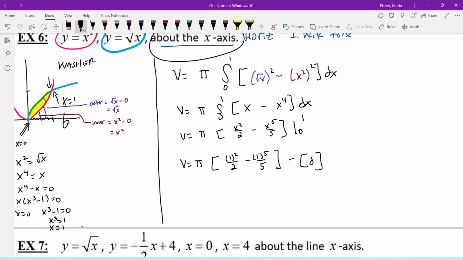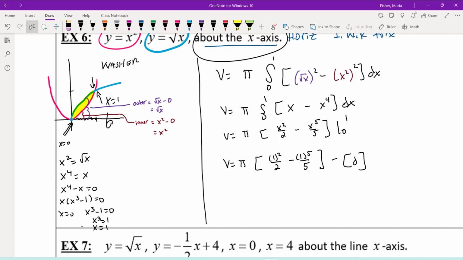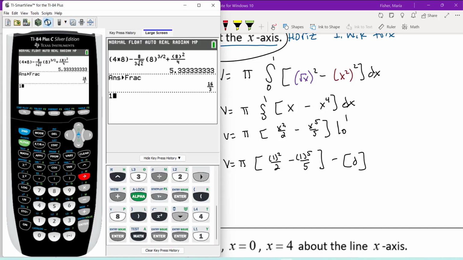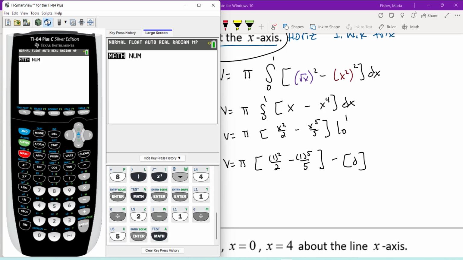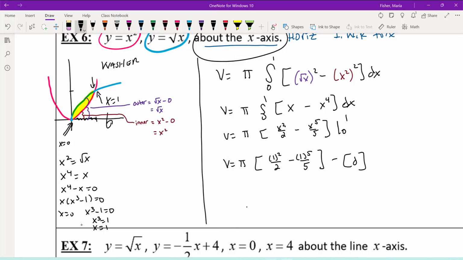So we just need to figure out on a calculator, what is a half minus a fifth? If we grab our calculator and say 1/2 minus 1/5, make that into a fraction, we end up with 3/10. In the end, my volume here is 3 pi over 10.